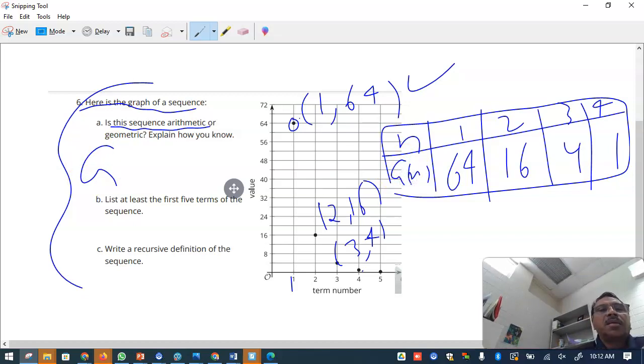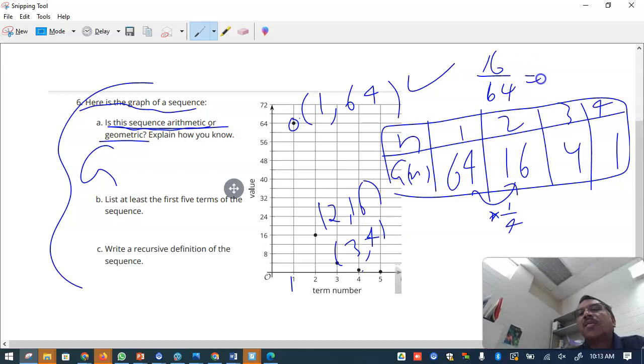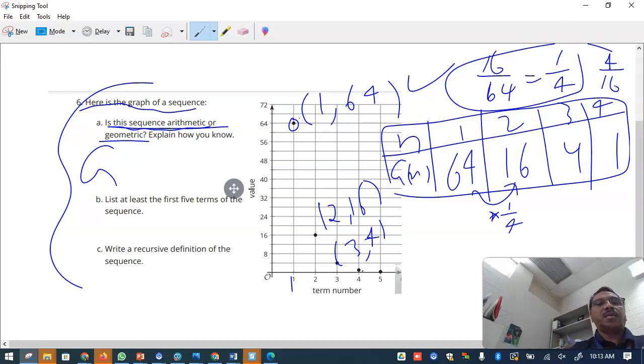So is this sequence arithmetic or geometric? It is a geometric sequence because each time you multiply by 1/4 of the previous, right? If you get confused, you can always take a ratio: 16 divided by the previous one, 64, which is 1/4. Or you can do 4 divided by 16. So that is the growth factor. So R is 1/4.